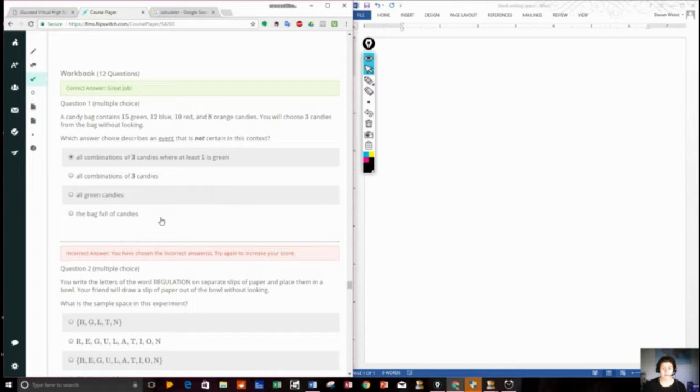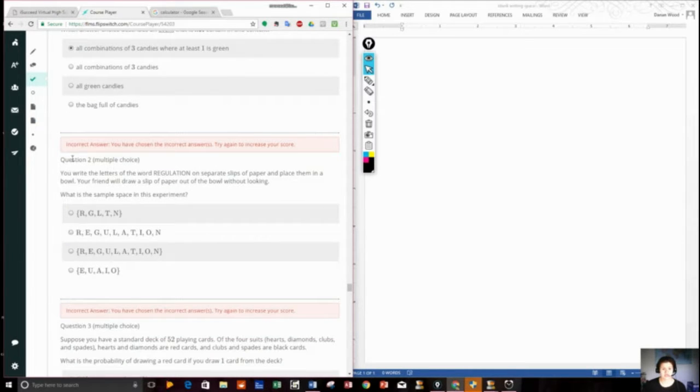Great job. Okay, so question 2. You write the letters of the word regulation on separate slips of paper and place them in a bowl. Your friend will draw a slip of paper out of the bowl without looking. What is the sample space of this experiment?